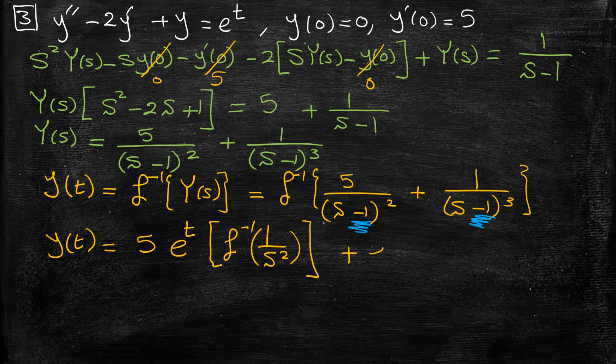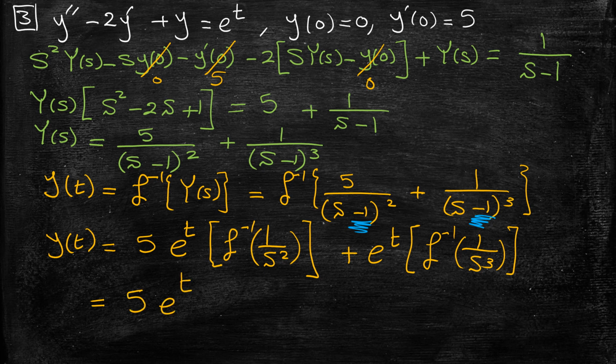And again, e power t, Laplace inverse of 1 over s cubed. So here this will be 5 e power t, 1 over s squared came from t, and the other term, which is 1 over s cubed, came from t squared over 2 factorial, which is 2. So here this is y of t.